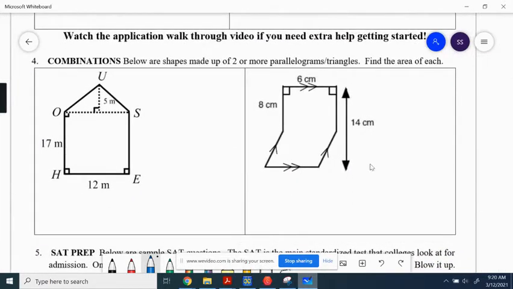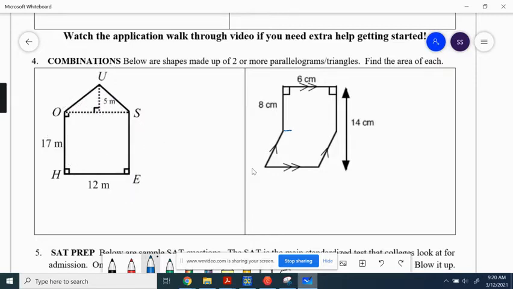For 4, we've got some combinations of shapes. So if we look at this first one here, we have this box right here that we have to find the area of, and also this triangle up here. Just remember the base for this triangle on the top would be the same as the distance from HE, so this would be 12. So find the two areas, add them together.